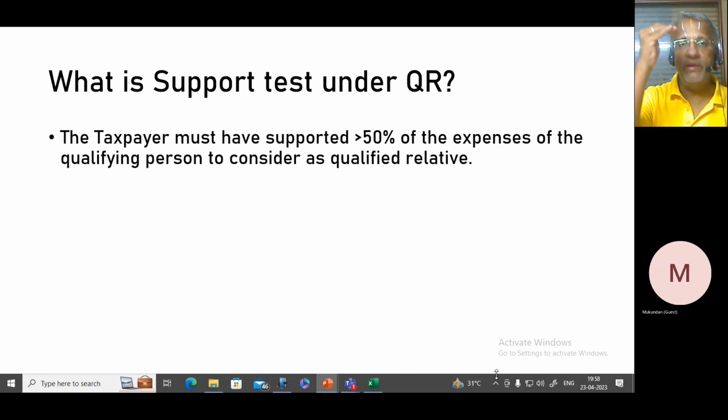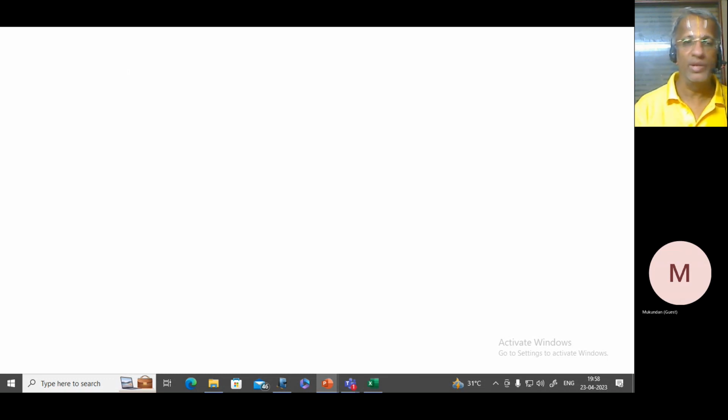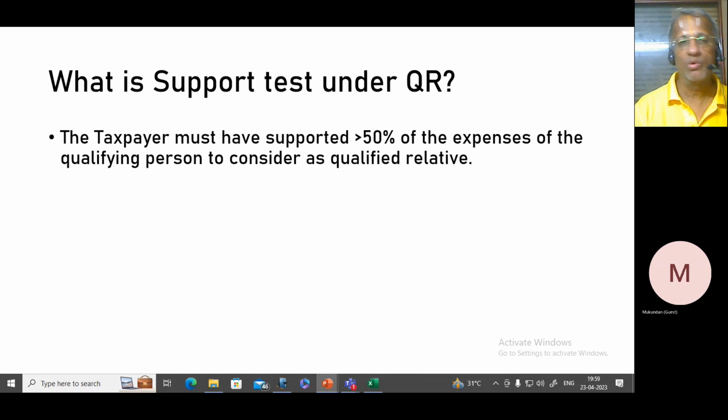Now let us take up the next one, which is ISRH. It is support. So please understand what we have for support. The taxpayer must have supported more than 50% of the expense of the qualifying person to consider him as a qualifying relative. This may be somewhat similar to what you studied in the case of qualifying child. More than 50% the taxpayer must have spent on that particular person, the qualifying relative. So this is what you have as the support test.